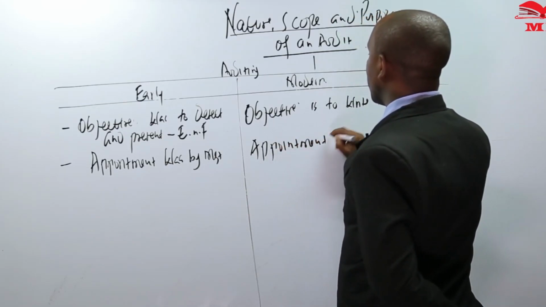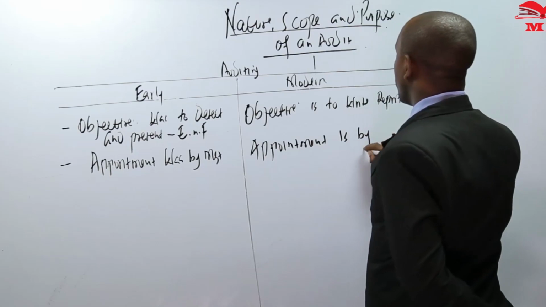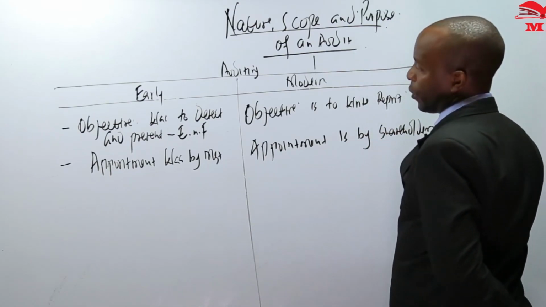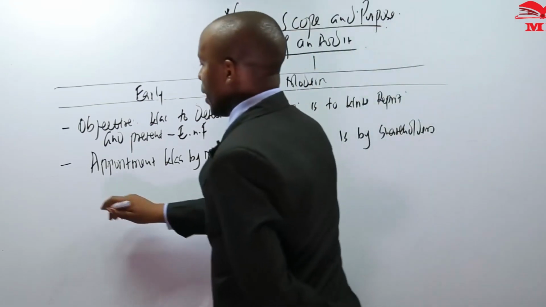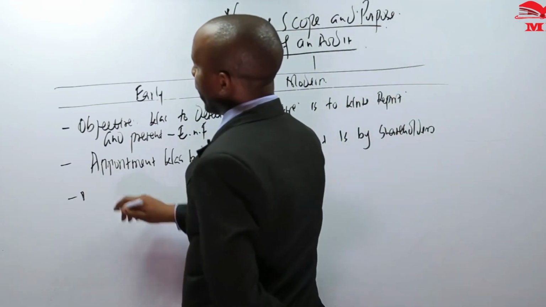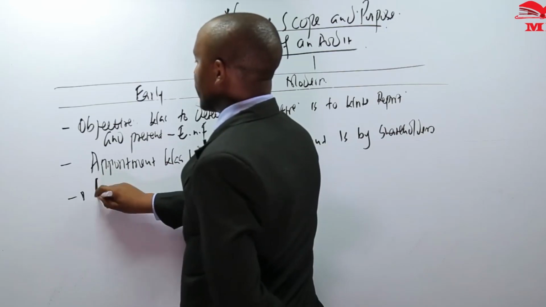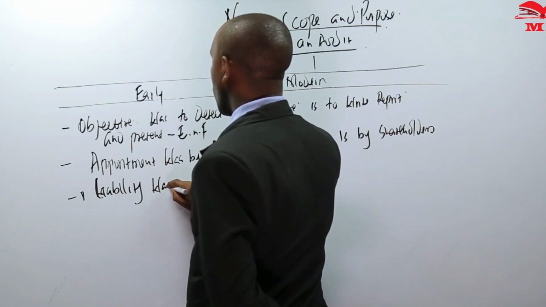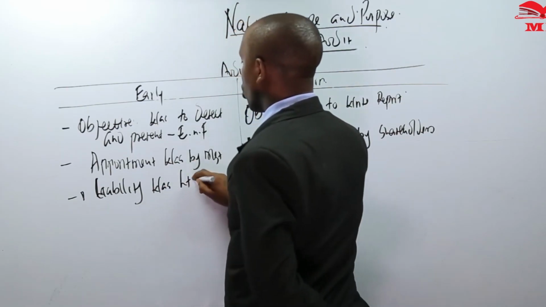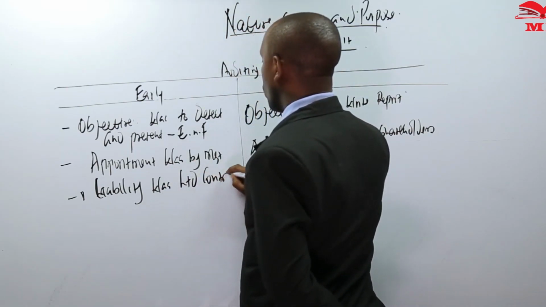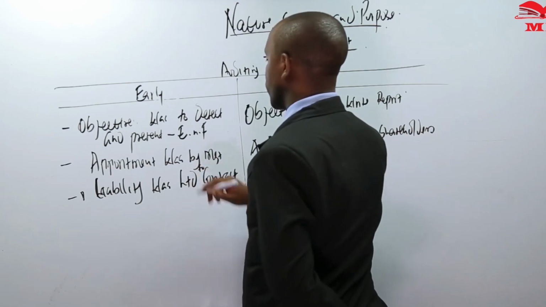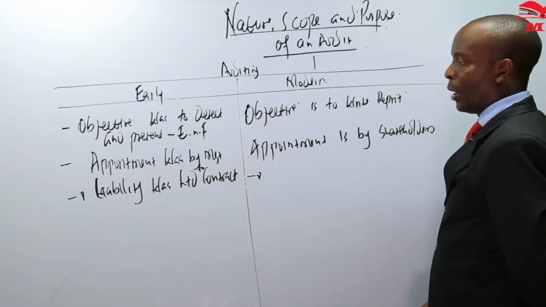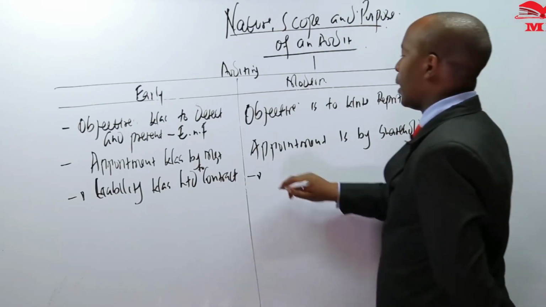is conducted by shareholders. That is another particular element. Earlier on, we had said that the auditor's liability was limited to contract. Today, auditor's liability is open. You can be sued for civil and criminal liability.